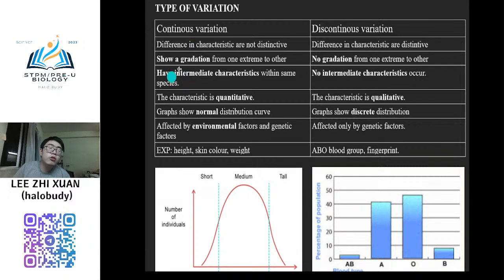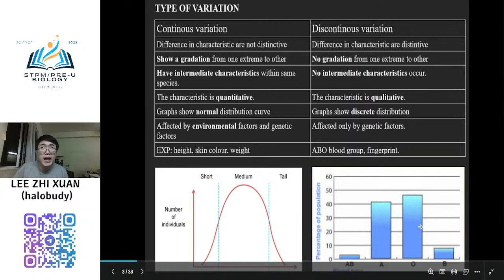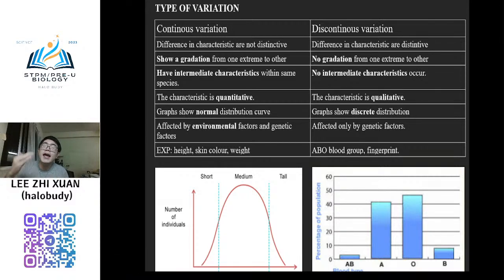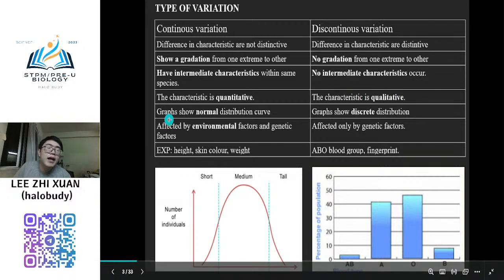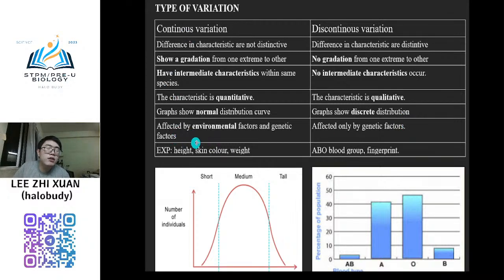And also continuous shows a gradation and there is no gradation for discontinuous. Continuous has intermediate characteristics, like your height. There are indeed intermediates, right? But discontinuous does not have intermediates. We cannot say there is an A and O, or something in between A and O. No such thing. And normally the graph will show a normal distribution curve, or this one is a discrete distribution. And then continuous variation can be affected by environmental factors and genetic factors. But discontinuous variation can only be affected by genetic factors.